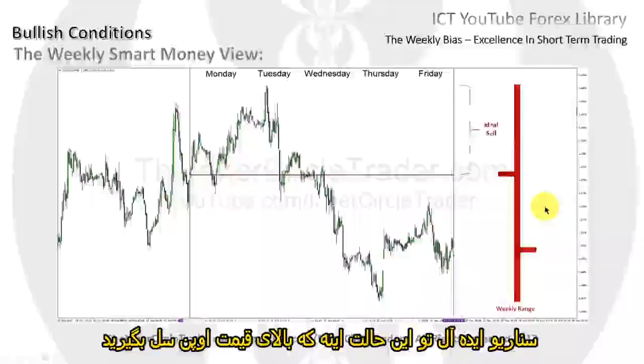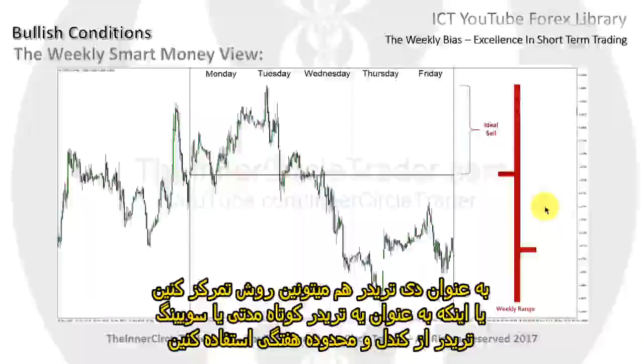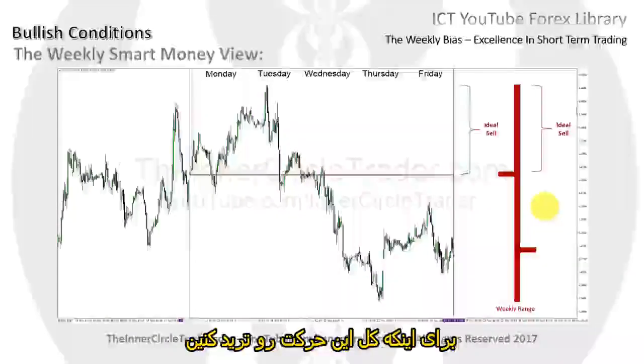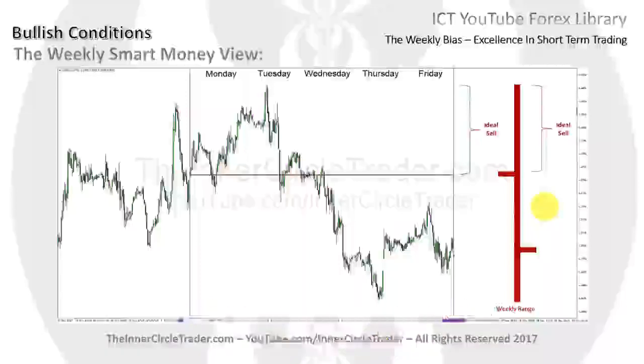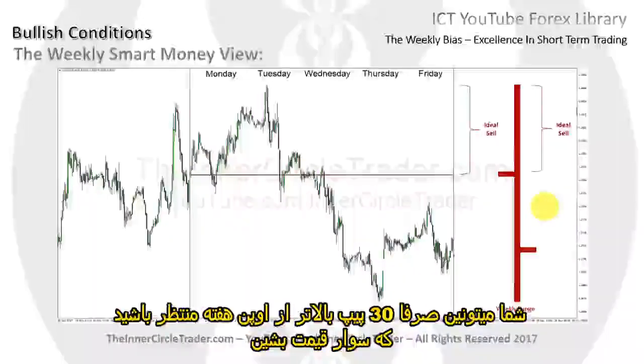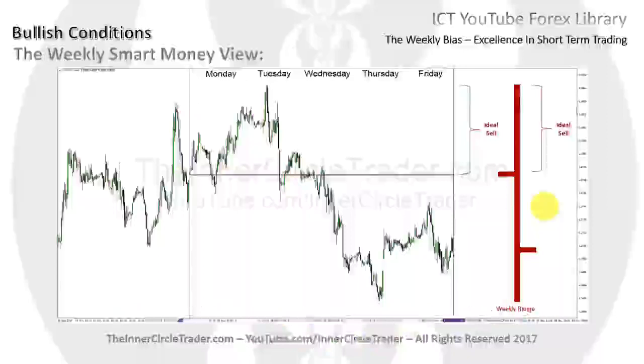The ideal scenario is to look for a sell above that opening price. As a day trader, you could be focusing in on that, and or as a short-term trader or swing trader, you can use the weekly candle or weekly range to trade entirely off of that and not even look at an intraday chart, not even a daily chart. You can take these types of trades, and again, look for that same scenario. Wait for it to trade about 30 pips above the opening price.